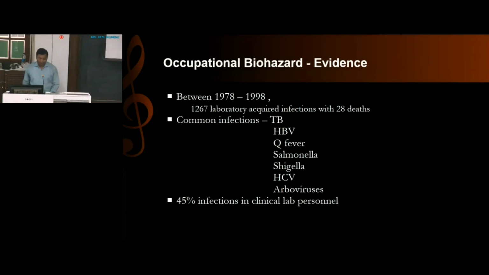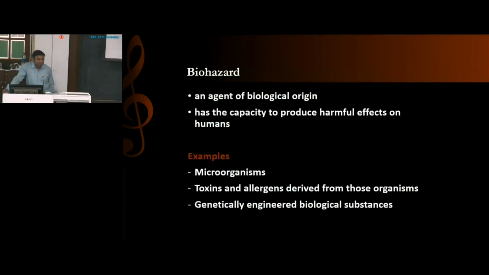So what do you mean by biohazard? It is due to a biological agent and has the capacity to produce harmful effects on humans. Examples are microorganisms, toxins derived from these microorganisms, and genetically engineered biological substances which may be used for something known as biowarfare. COVID is thought to be one of them. I don't know, we cannot comment.